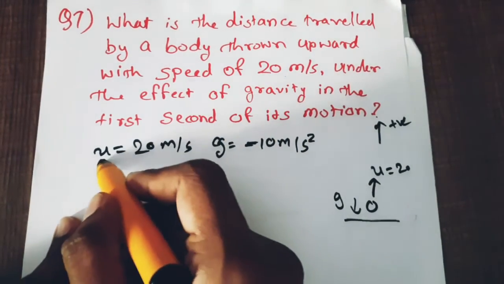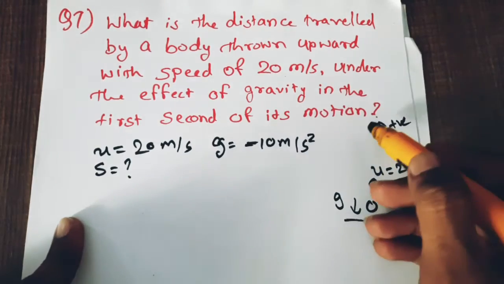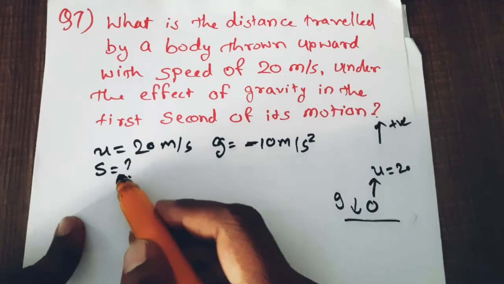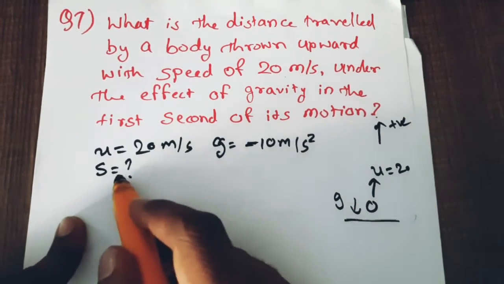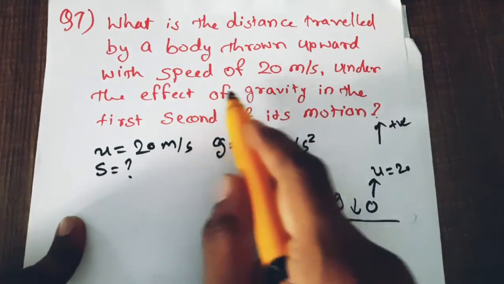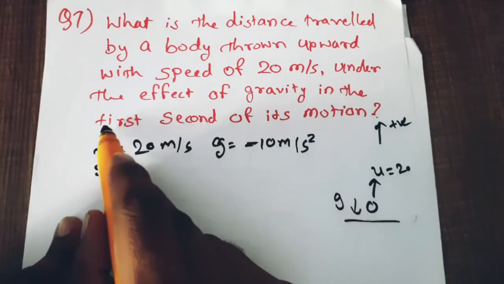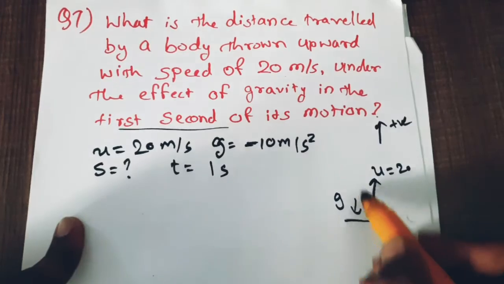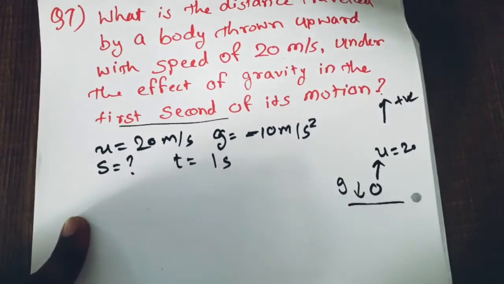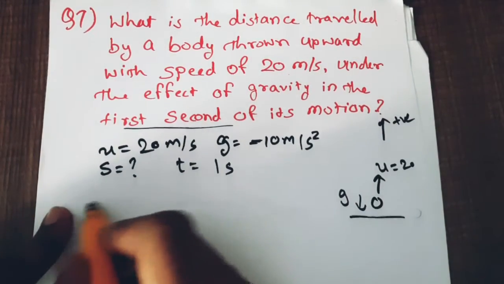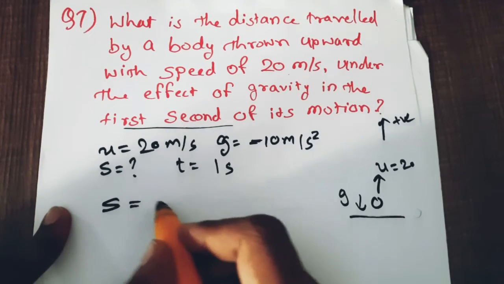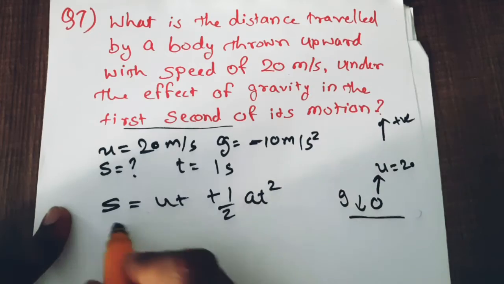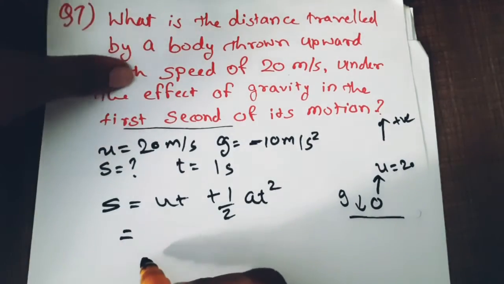We have to find the distance traveled, since the motion is in straight line, so distance and displacement will be same as far as the motion is concerned. So in first second we have to find the displacement in first second of its motion. So time equal to 1 second. Now it's a simple question. We will use this formula, s equal to ut plus half at square, and then we'll put the value.